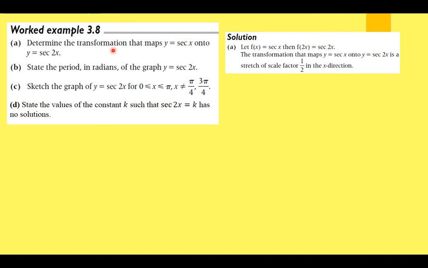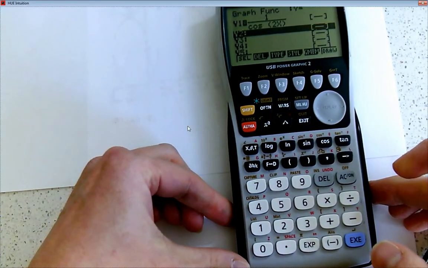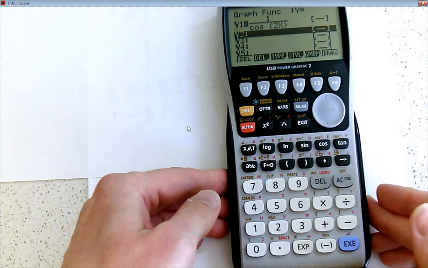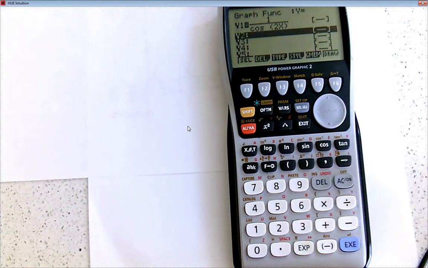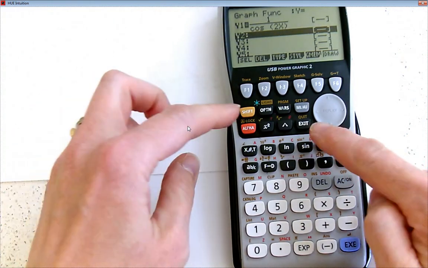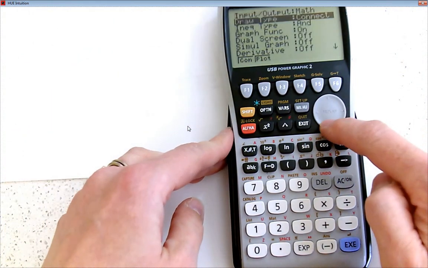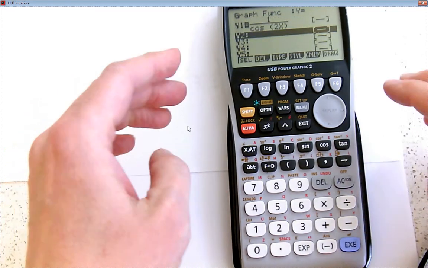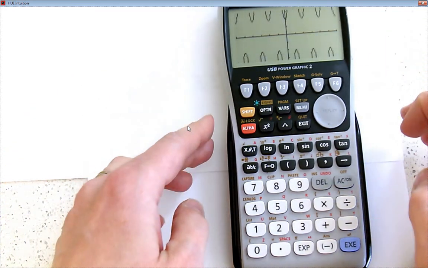I would do this on your calculator. We go into your calculator. We want to have sec of 2x, which is 1 over cos 2x. So I've typed that in. I'm going to make sure I'm in radians because that's what the question wants. So set up and go down to radians. That's good. Okay, and I'm going to draw it.